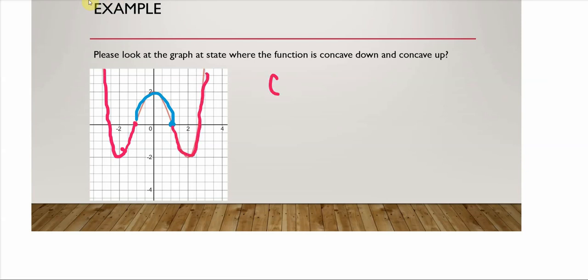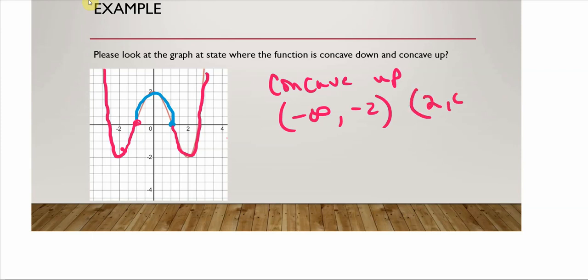So I want to know, where is it concave up? So it's concave up from negative infinity all the way to this x coordinate, and I'm going to say x is equal to negative 2. Okay, and now where else is it concave up? And I'm going to say from 2 to infinity. Now where is it concave down? It is concave down from negative 2 to 2.